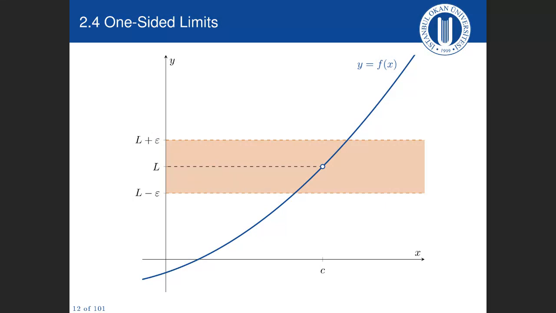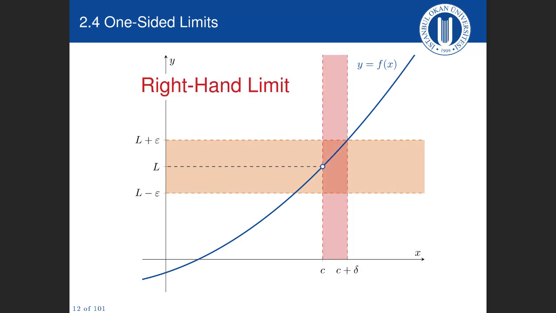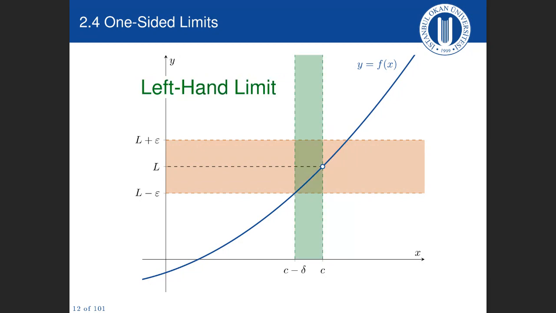If we insist that the function must be close to L, how close? Between L minus epsilon and L plus epsilon. And if we're only looking on the right, then we're insisting that x must be between c and c plus delta. For a left-hand limit, if we want the function to be between L minus epsilon and L plus epsilon, then we need to find the delta such that x is between c minus delta and c.